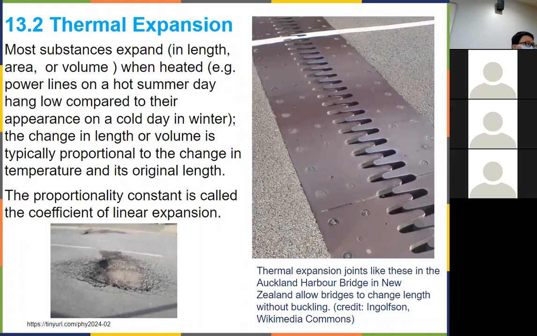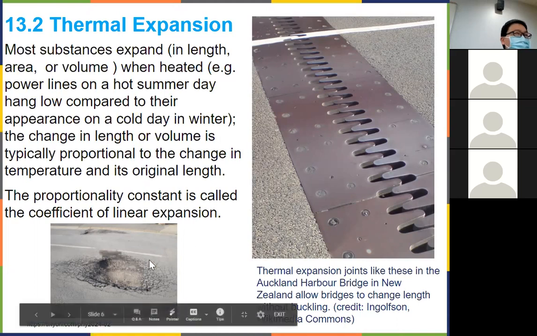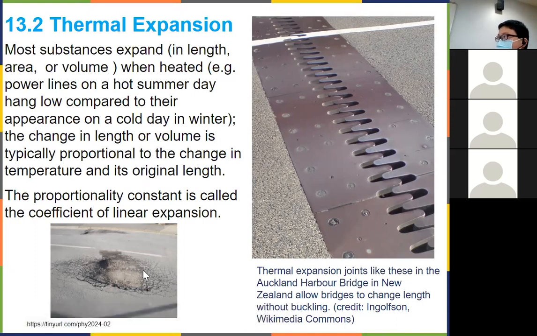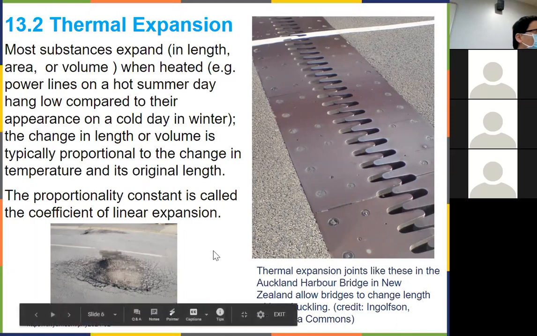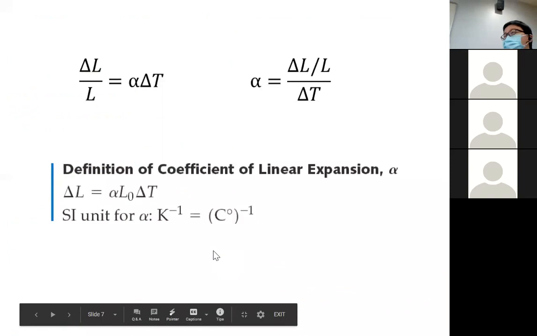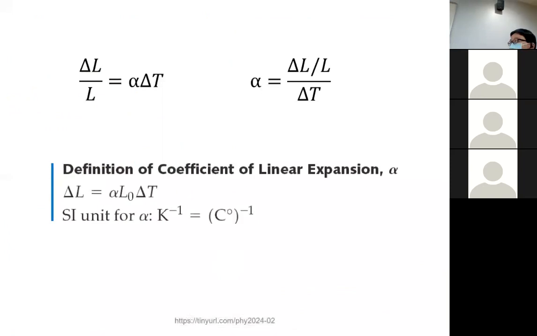But I think another phenomenon we see often is the one down here: potholes. We see them very often in Mount Vernon, I guess. Typically in winter, when the temperature changes a lot, the concrete expands and shrinks so often that it creates stress in the material, and then it cracks.